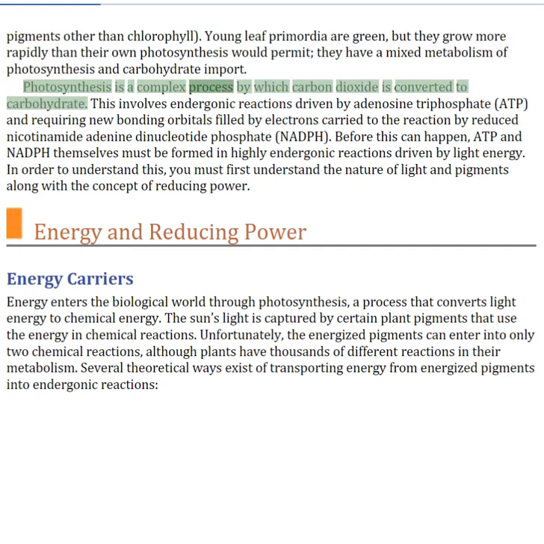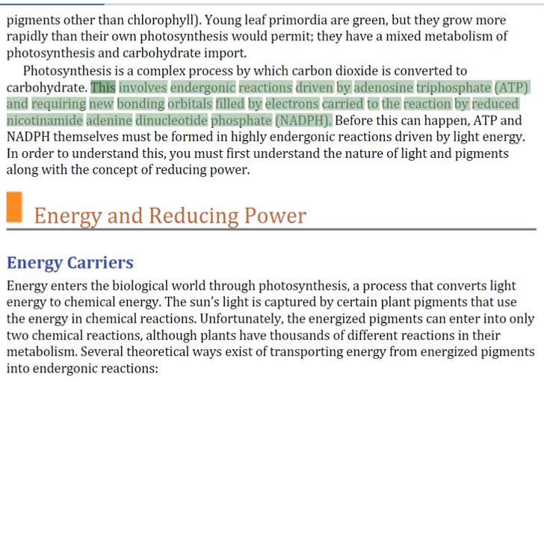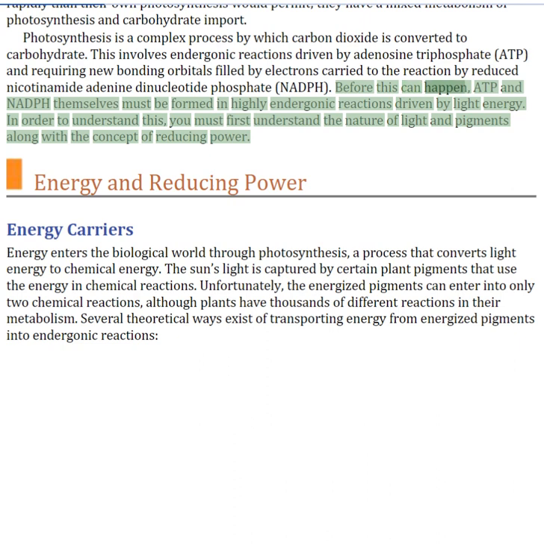Photosynthesis is a complex process by which carbon dioxide is converted to carbohydrate. This involves endergonic reactions driven by adenosine triphosphate and requiring new bonding orbitals filled by electrons carried to the reaction by reduced nicotinamide adenine dinucleotide phosphate. Before this can happen, ATP and NADPH themselves must be formed in highly endergonic reactions driven by light energy.